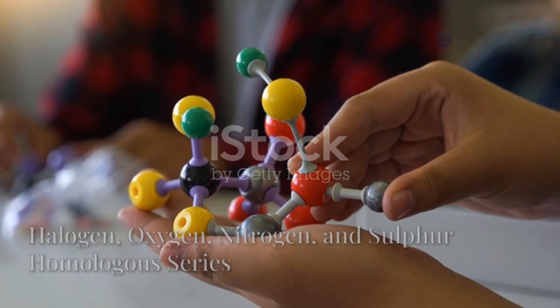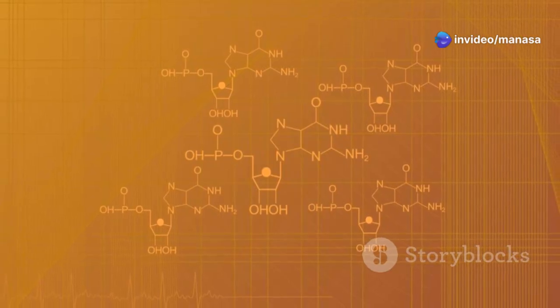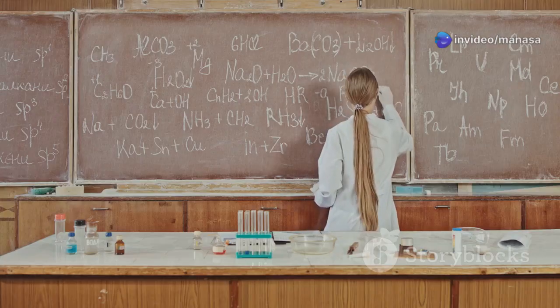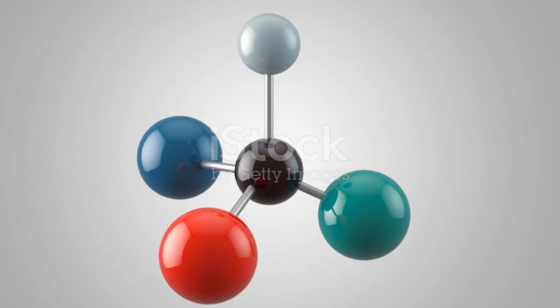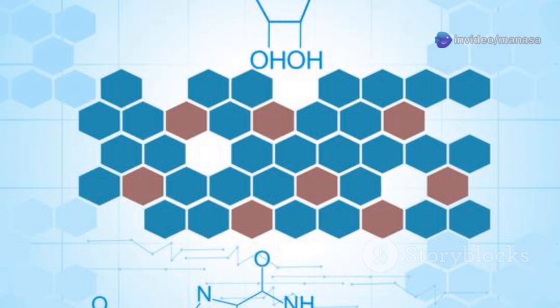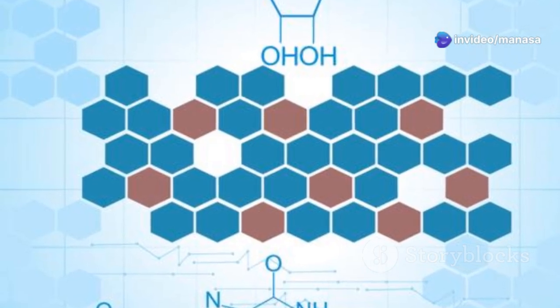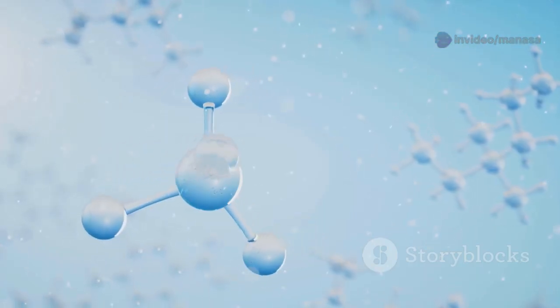Let's start with compounds containing halogens: F, Cl, Br, and I. These are called haloalkanes or alkyl halides. The general formula is CnH2n+1X. For example, chloromethane, which is CH3Cl, and chloroethane, which is C2H5Cl. The functional group is -X, where X is a halogen. These compounds are polar and they undergo nucleophilic substitution.